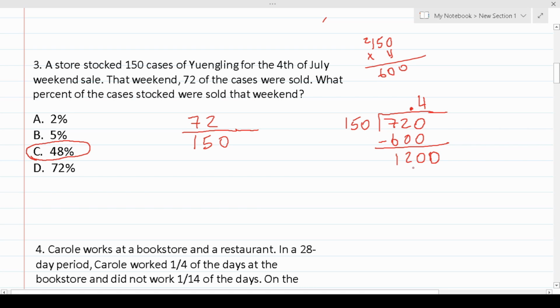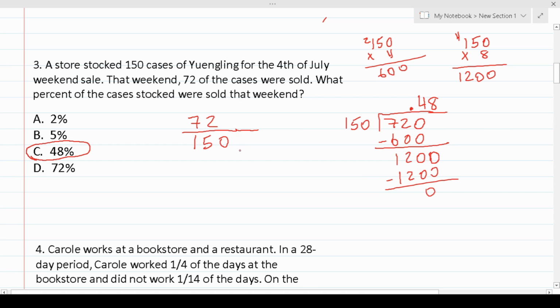Question is, how many times does 150 go into 1200? Again, we know it's going to be 8 since we already estimated the answer. So let's go ahead and make sure that that is in fact correct. 0 times 8 is 0. 8 times 5 is 40. Carry your 4. 8 times 1 is 8, 9, 10, 11, 12. So as we can see, 150 times 8 is in fact 1200.